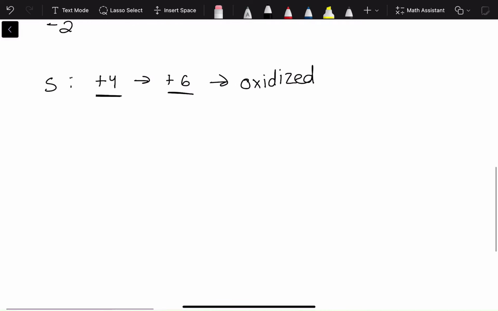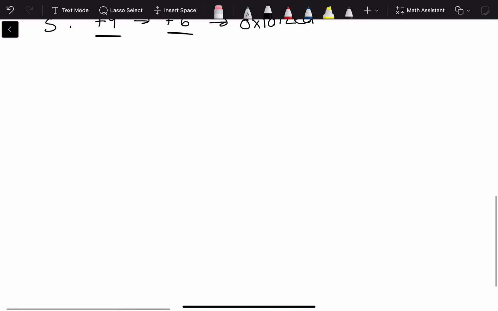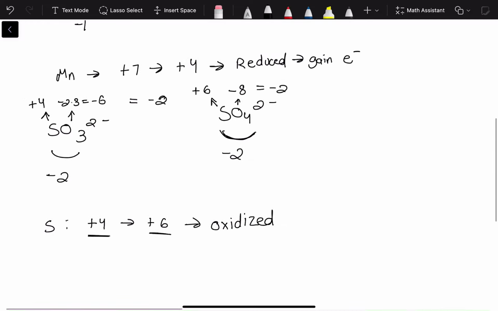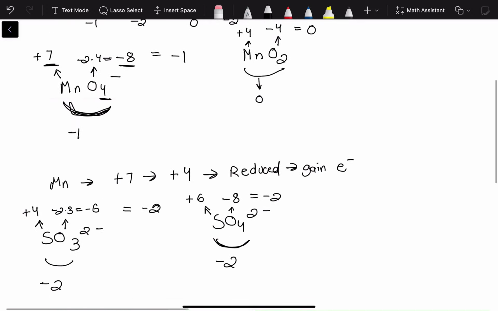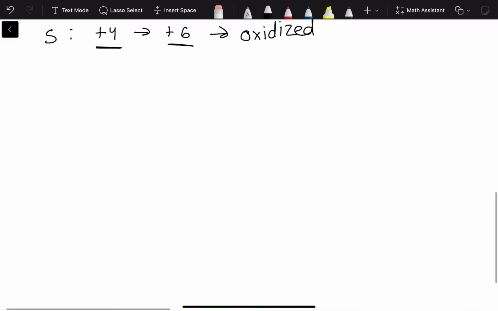Let's first start off with the reduction. It's usually recommended to always do the reduction first and then do the oxidation after, but you can go in any order. It doesn't matter. So we will do the reduction reaction first.